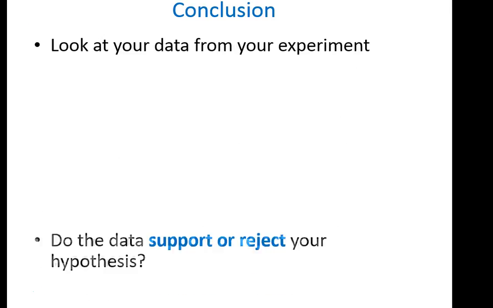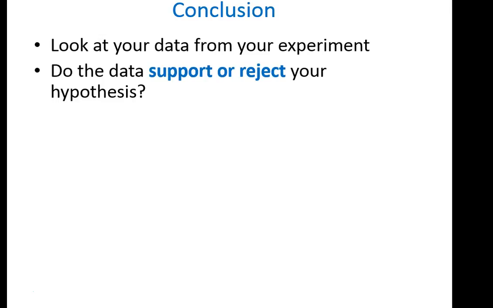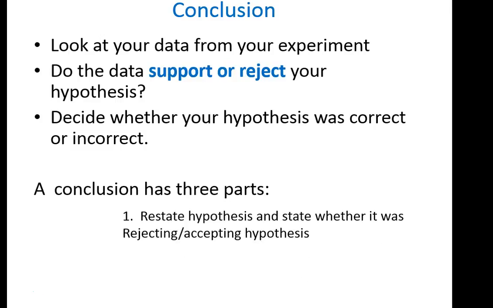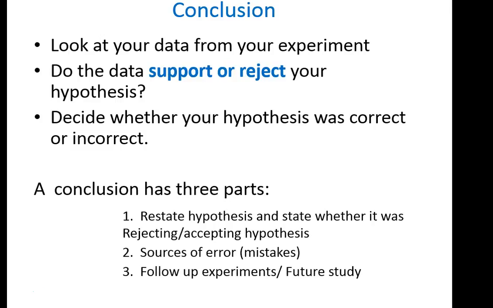Conclusion. Now, this is the meat of your experiment, where you take your data, analyze it, and see whether your data supports your hypothesis or rejects it. This is where you decide whether your hypothesis was correct or incorrect. A conclusion must have these three parts. You state the hypothesis and state whether it was rejected or accepted. Were there any sources of error? Follow-up experiments, future studies, just summarizing your results.